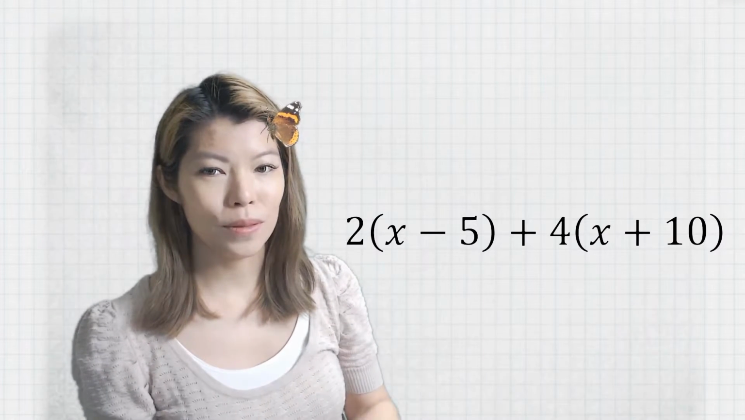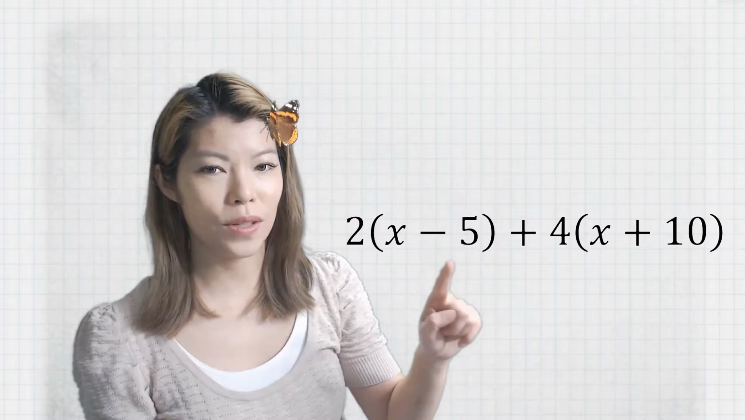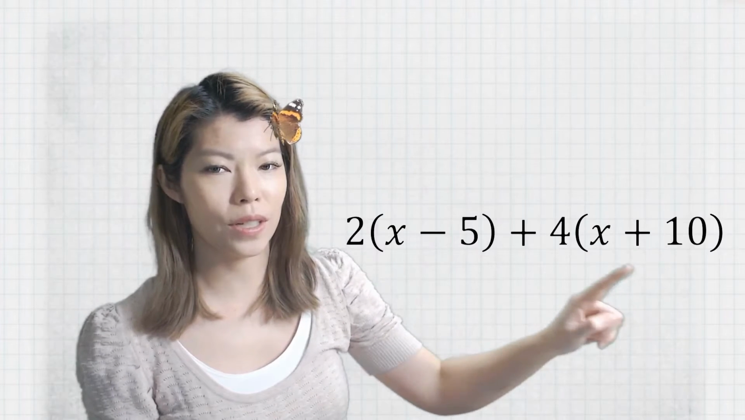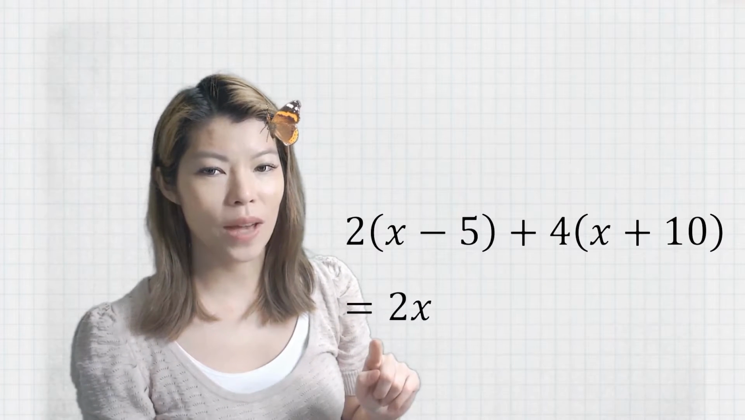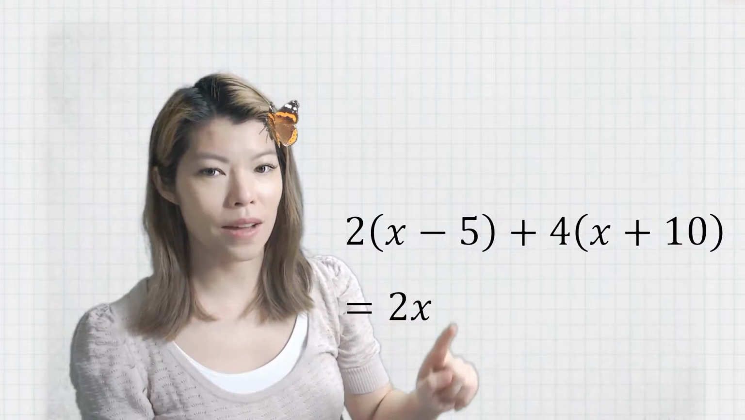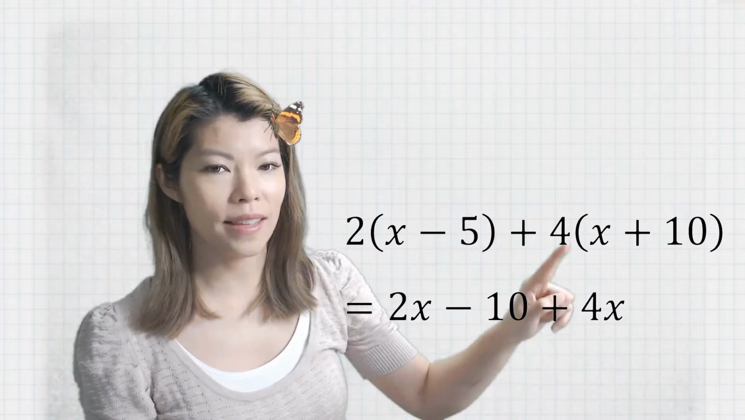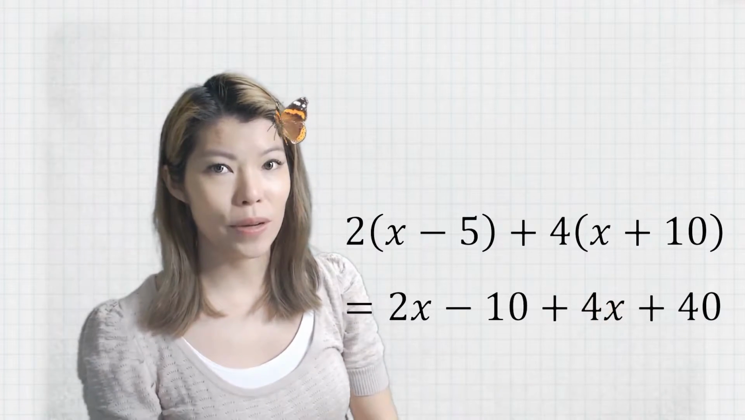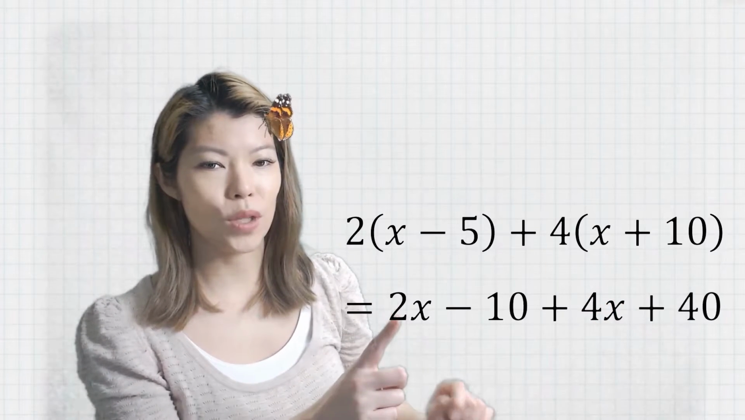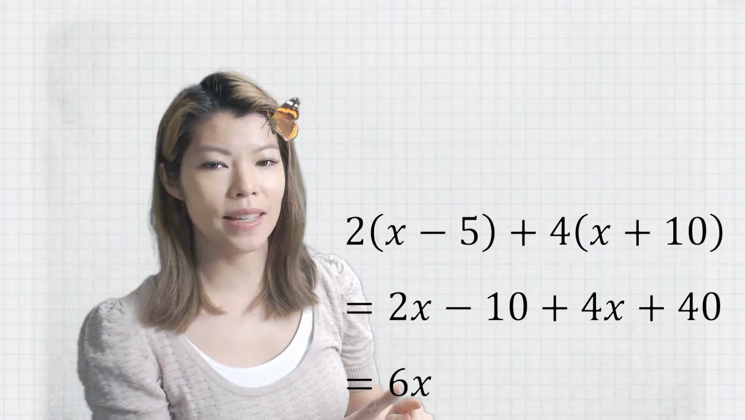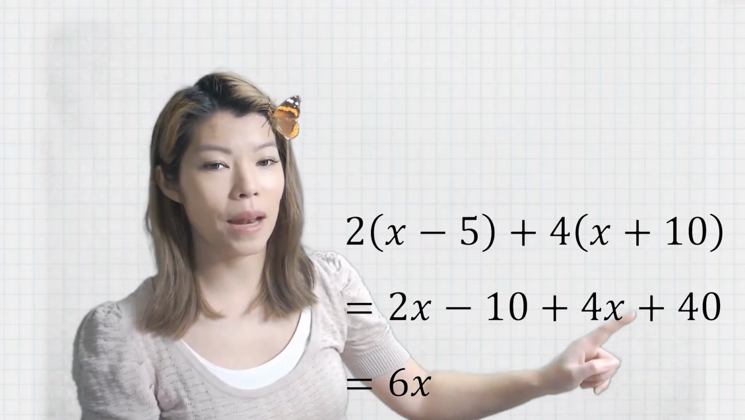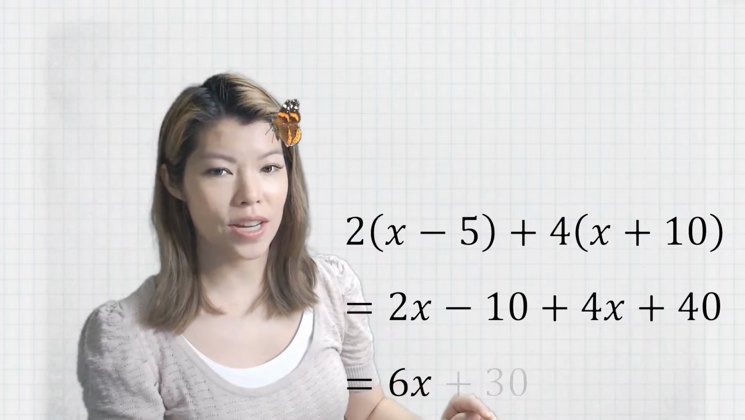Similar example, so we multiply the 2 to these two terms and the 4 by these two terms. So 2 times x is 2x, 2 times minus 5 is minus 10, 4 times x is 4x, and 4 times 10 is 40. Now we collect like terms. This time the 2x plus the 4x becomes 6x, minus 10 plus 40 becomes 30.